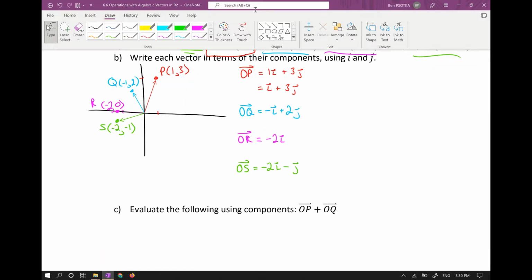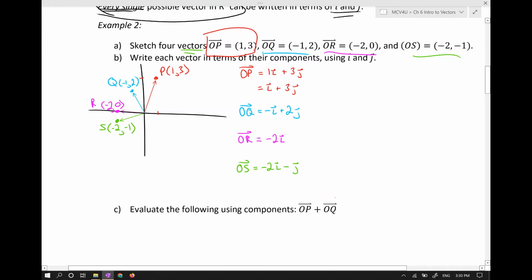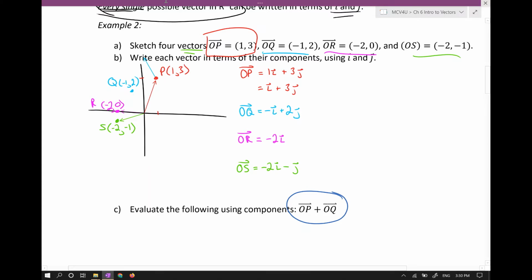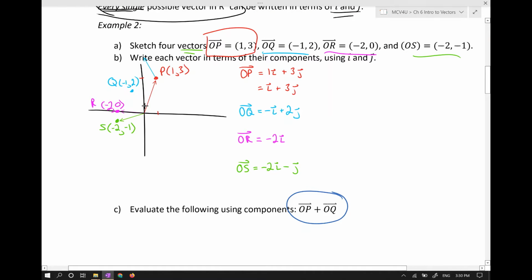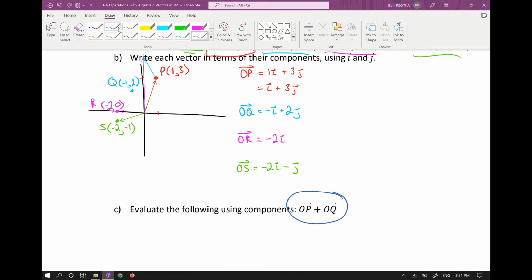Fantastic. Okay, so now let's take a look, and we're going to work with some vector addition. We're going to add vector OP plus vector OQ. Well, that's fantastic. So if I'm working over here, I can visualize this. I can take vector OQ, and I can add this to OP. I'm looking at something like that, and I need to try and figure out the vector that brings me from the origin way up here. Fantastic. So that's what it visually looks like.